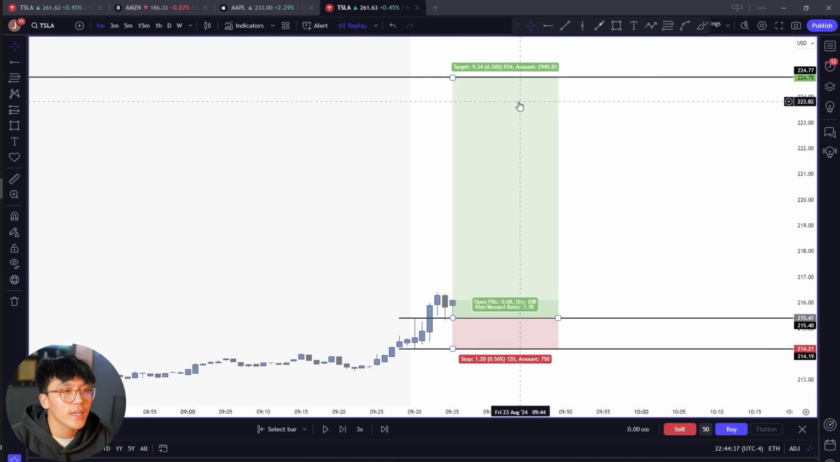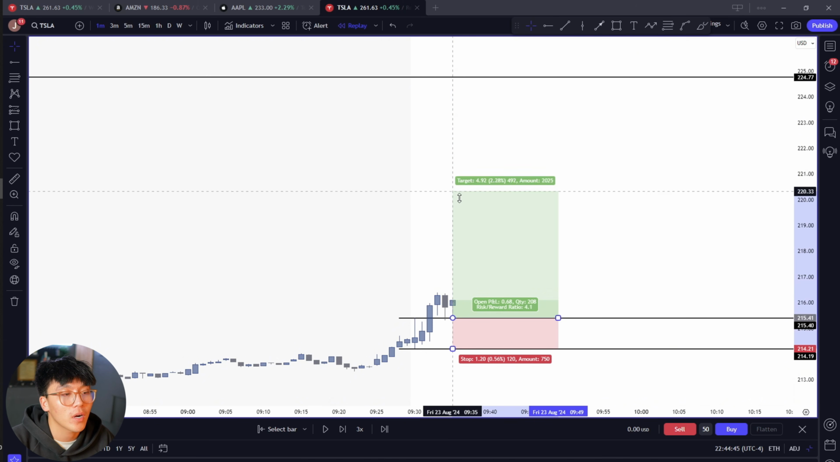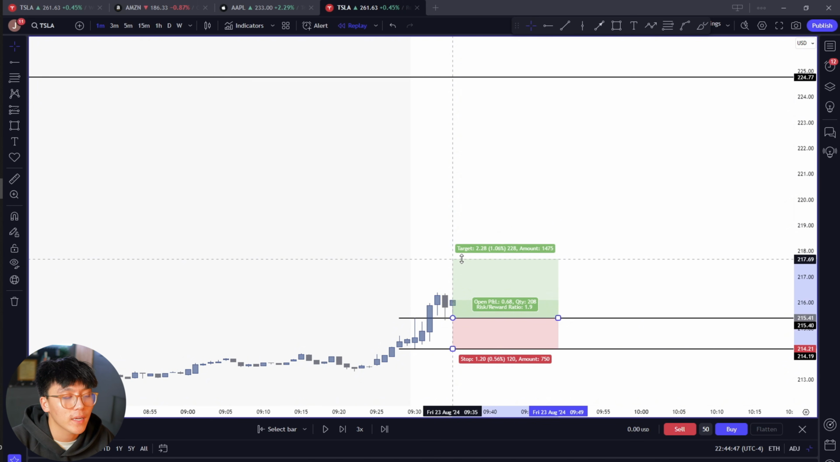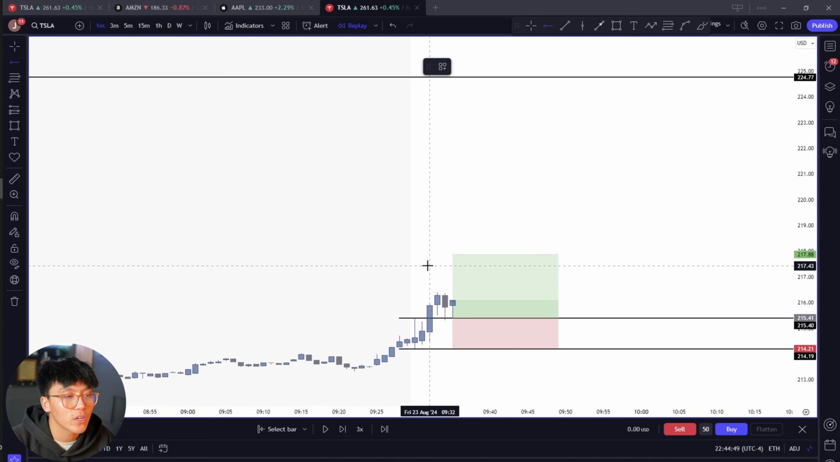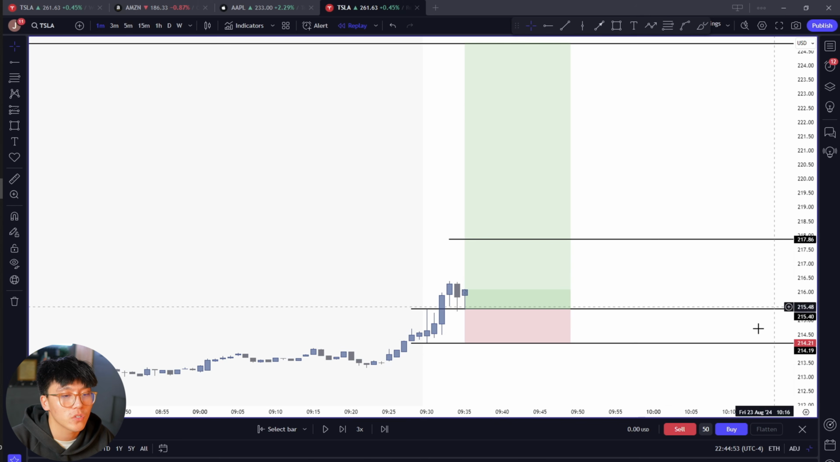So as you can see right here, what we have is a 1 to 7 risk to reward ratio, which is fairly far away. So what I'm going to mark out is partial targets. So I'm going to mark out a 1 to 2, and I can mark this out as a potential key area to look to take profits. And then I can extend this all the way back towards the upside. So let's play this out.